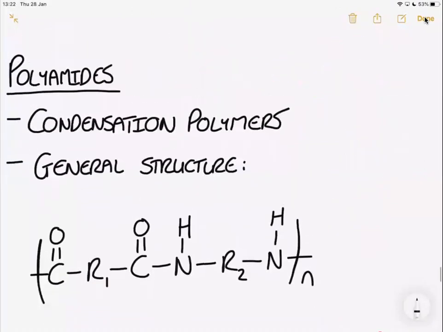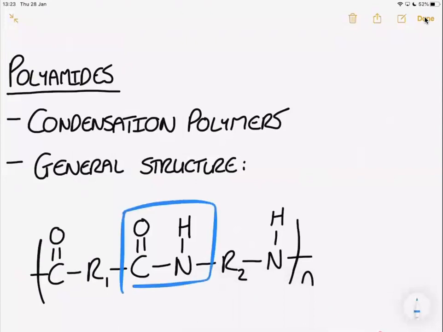Okay, so polyamides. The facts are that they are a kind of condensation polymer. There are two kinds of condensation polymer you're supposed to know about, polyesters and polyamides, and we're going to be looking at polyamides. Their general structure, I've simplified a little bit here, but generally speaking, they have this general structure, and we'll have a look at what R represents in each of these cases further down the line, but key things to point out.